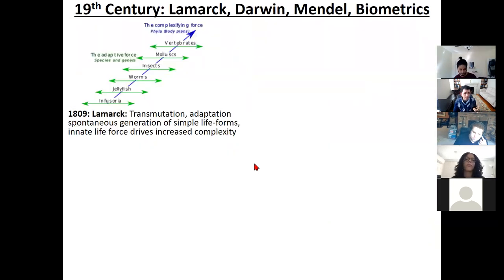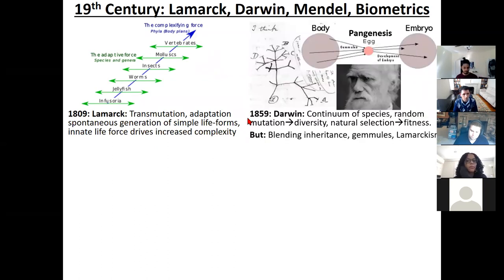So this, of course, with the Renaissance was expanded upon dramatically and clarified dramatically. So we went from the ideas of Lamarck, who basically had this transmutation idea of sort of getting into this complexity force that is pushing species to become more complex as opposed to adaptation. And then he had the idea of the spontaneous generation of very simple life forms and then an innate force that drives increased complexity. So, you know, no basis in reality, unfortunately.